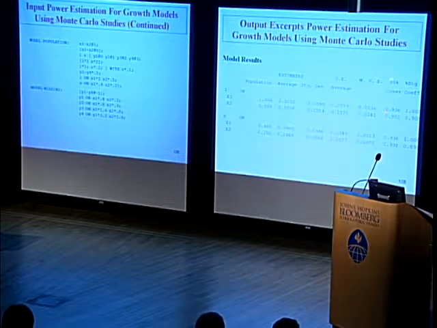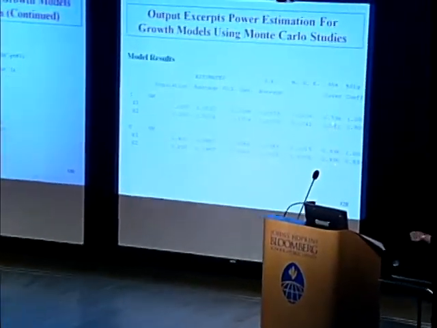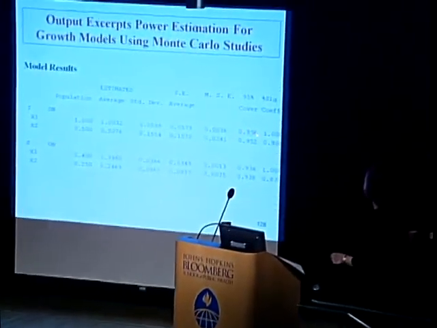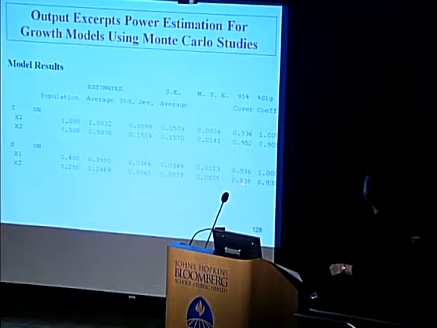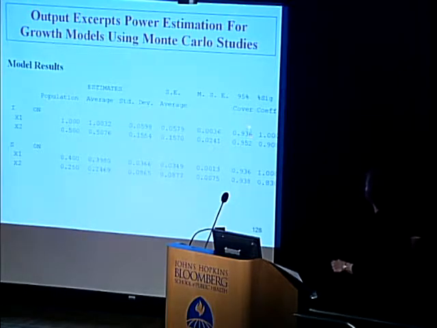Then we see this column, 95% coverage. We want the coverage value to be 95, and it tells us how close we are. We have 0.936, 0.952, etc. If we want to increase the coverage, we could increase sample size or number of replications possibly.